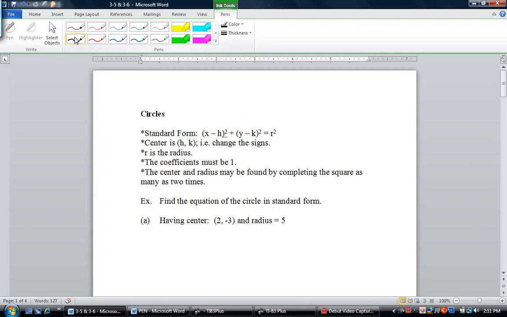Circles. First off, notice that we have the standard form for circles: (x − h)² + (y − k)² = r². It looks a whole lot like the distance formula. And if you forgot the distance formula, it's something like this, depending on your textbook.